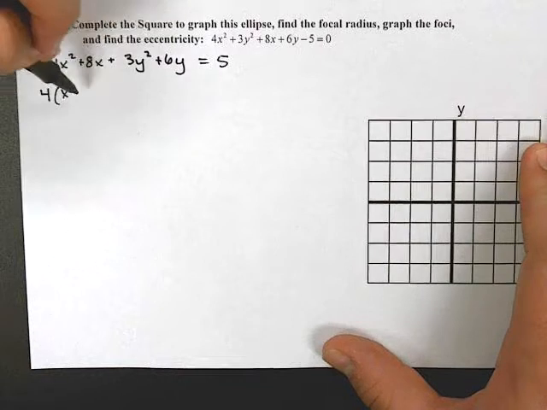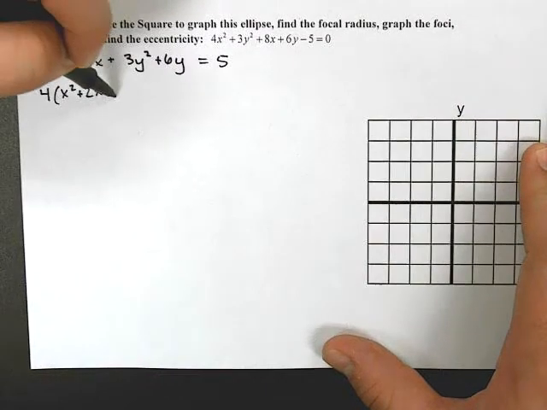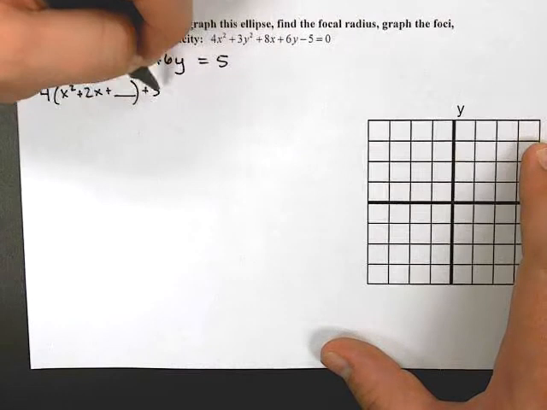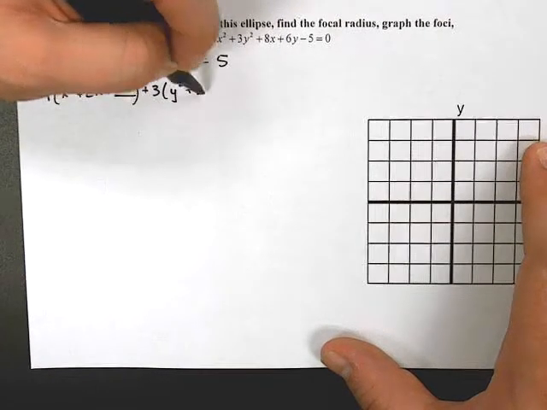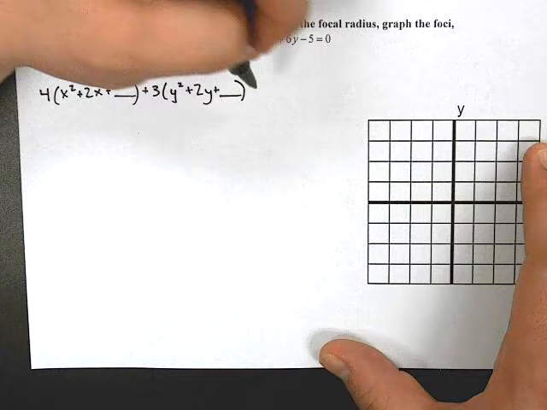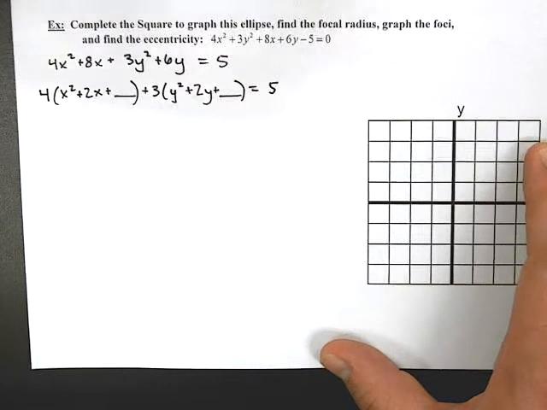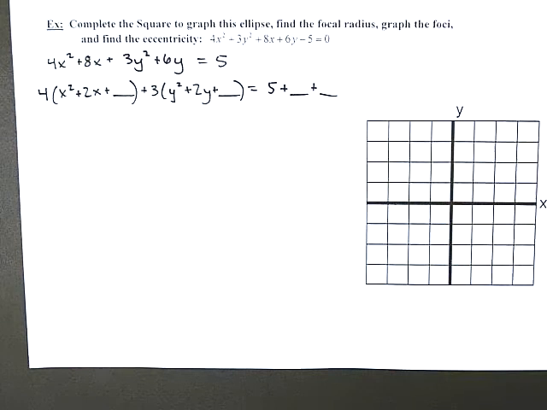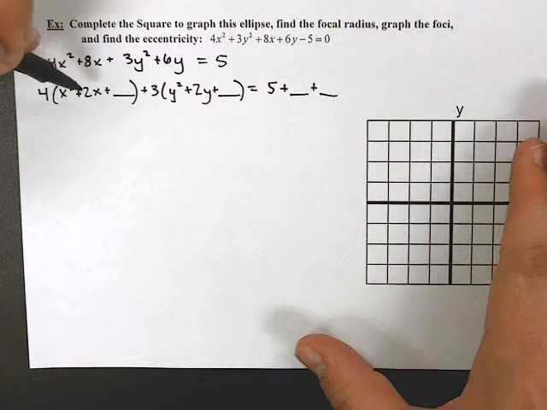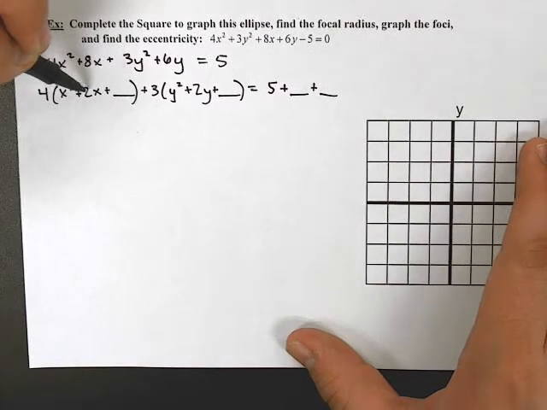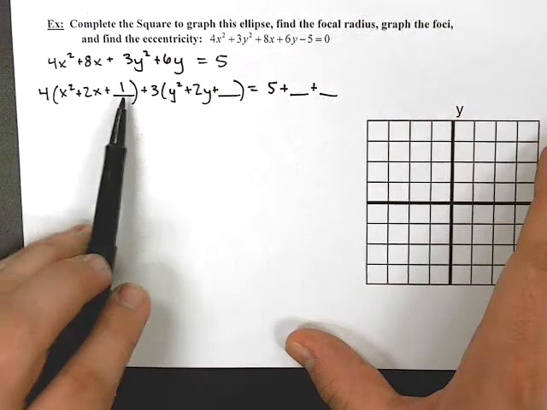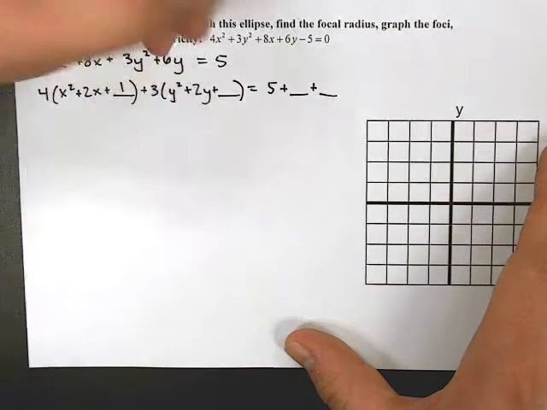And now I have x squared plus 2x plus a blank placeholder. And I'm going to factor this 3 out, so y squared plus 2y plus blank. And of course that's still equal to 5, but we need to add in a couple of blank spots, right? If we add something to one side, got to add it to the other. So we complete the square. Half of 2 is 1. 1 squared is 1. So remember on the other side, that means what? We're going to actually add a 4.